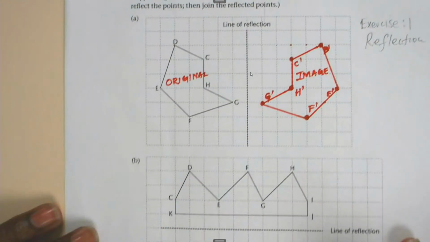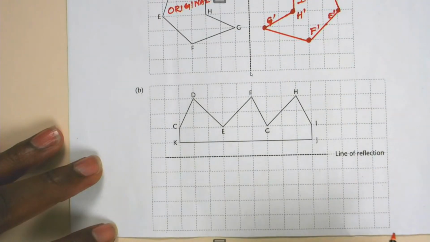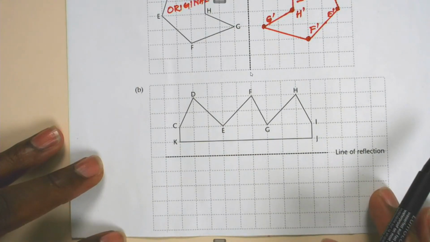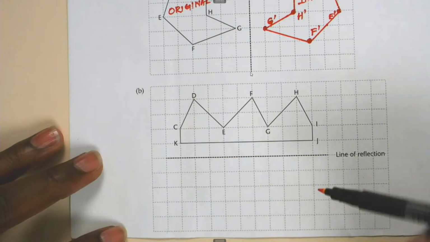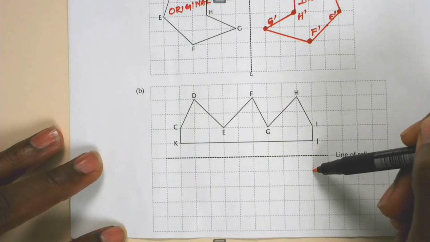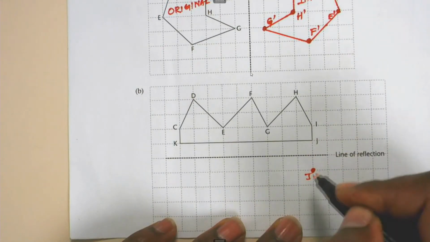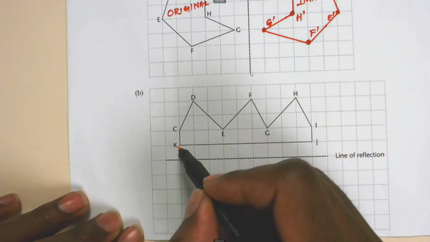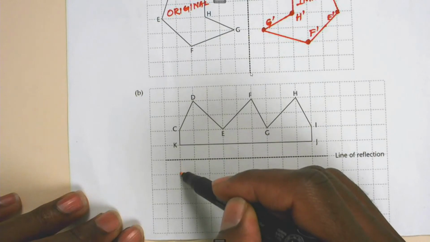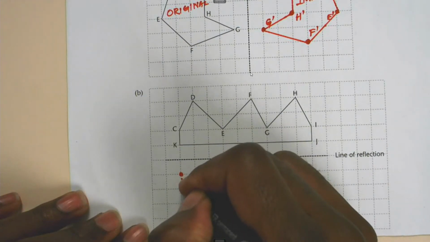Again, we've got another opportunity to do the second one. Again, what is most important? A line of reflection will give us exactly what we need to do. First thing, let us check point J. How far is point J from the line of reflection? So we're going to do our point J here. Then we come to point K. How far is it from the line of reflection? This side is 1 unit, so it's going to be 1 unit here. This will be our point K.